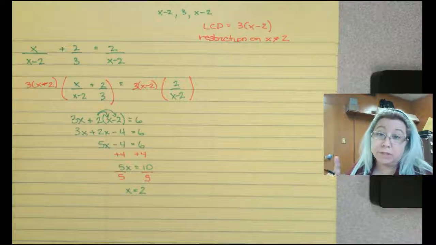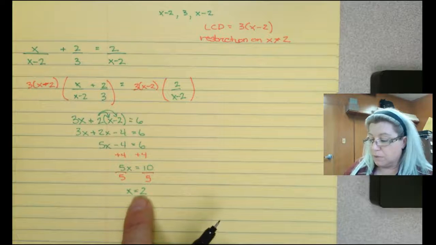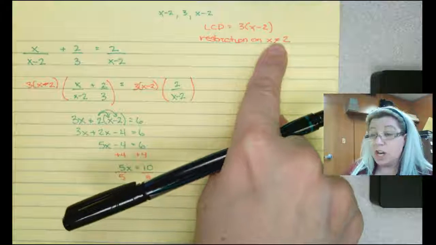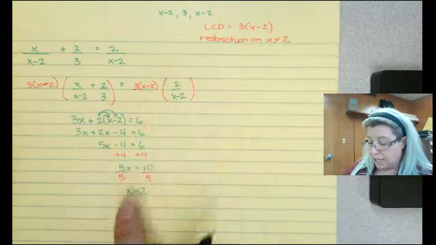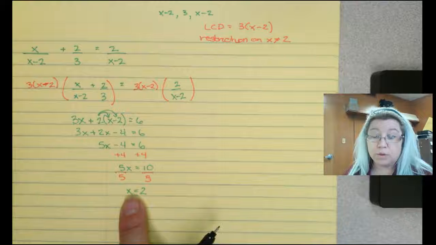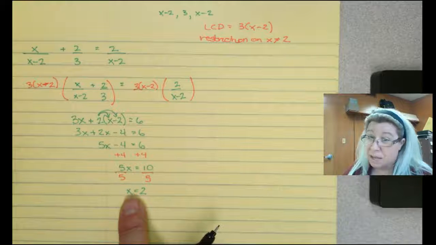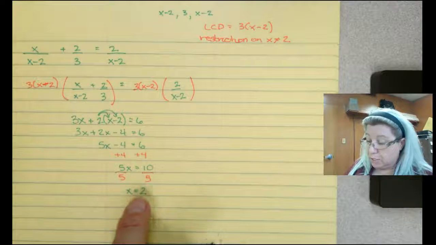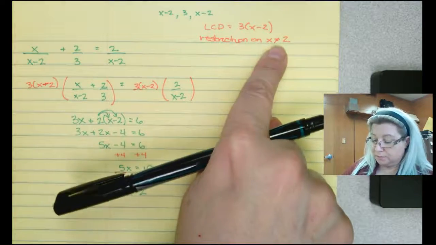Now before I put a box around this answer and say this indeed is my answer, I need to check my restriction. X equals 2, my restriction is x should not equal 2, because mathematically we came up with 2. That's okay, that mathematically we came up with 2. But we need to recognize that there is a restriction.